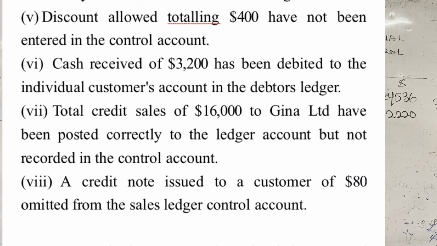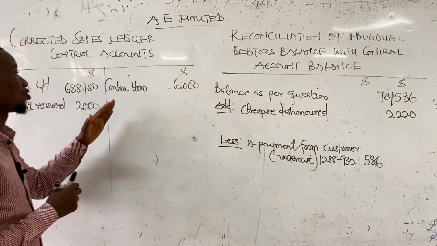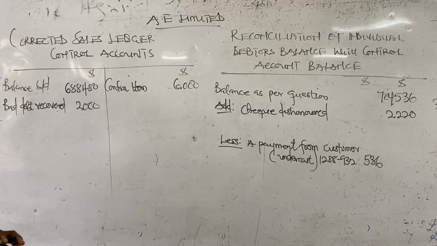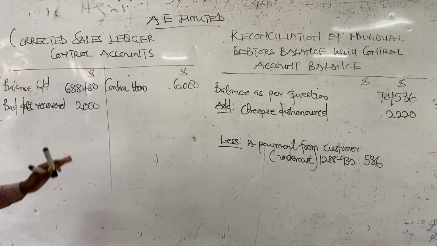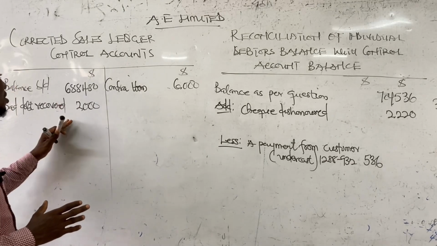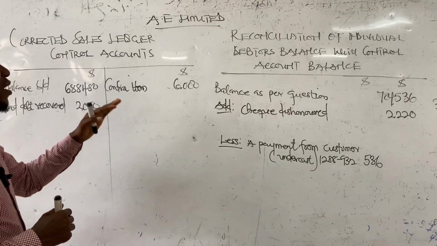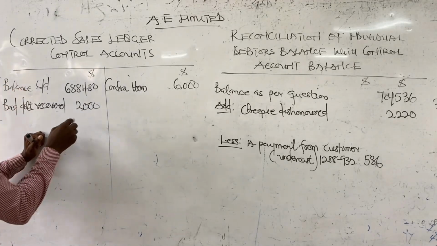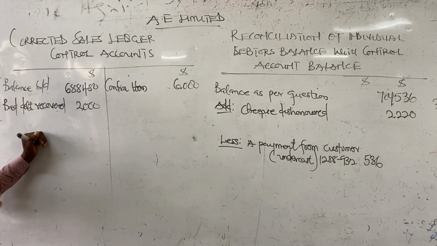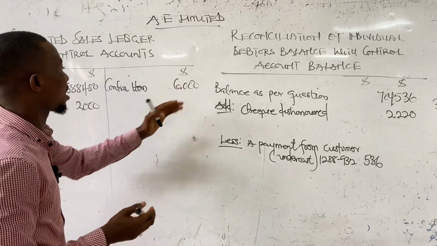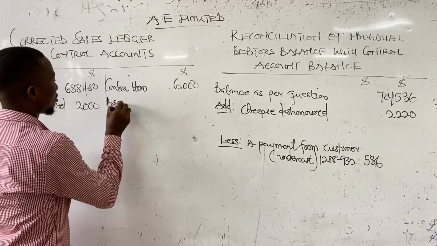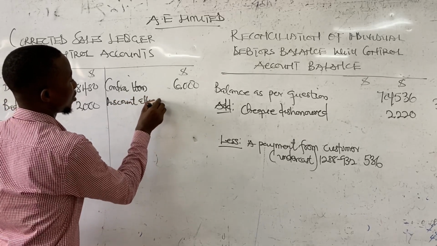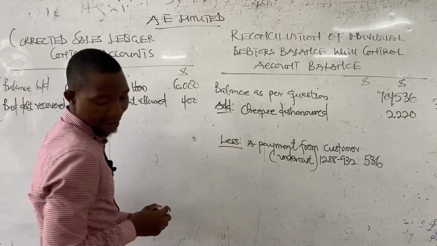Item two states that a discount allowed totaling $400 has not been entered in the control account. Straightforward. The error has been committed in the control account. So where do we record a discount allowed in the control account? Discount allowed reduces the debtors balance. So if you did not record it, it means you are increasing the balance. And any transaction or error that increases the balance should be recorded here. But obviously, discount allowed is recorded at the credit side. So discount allowed, and the amount is 400.